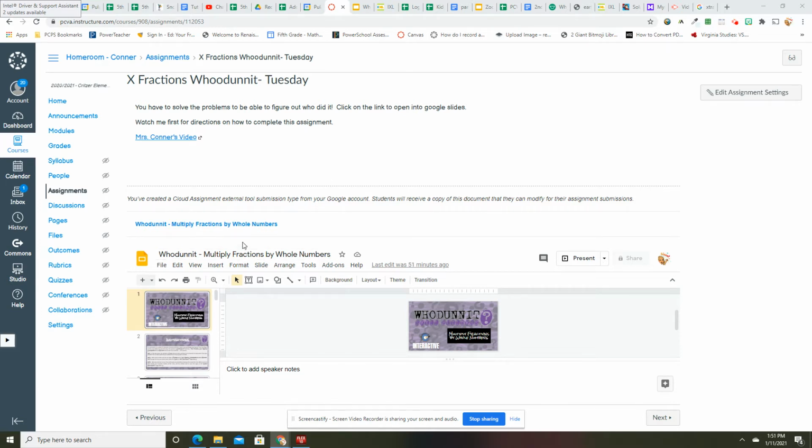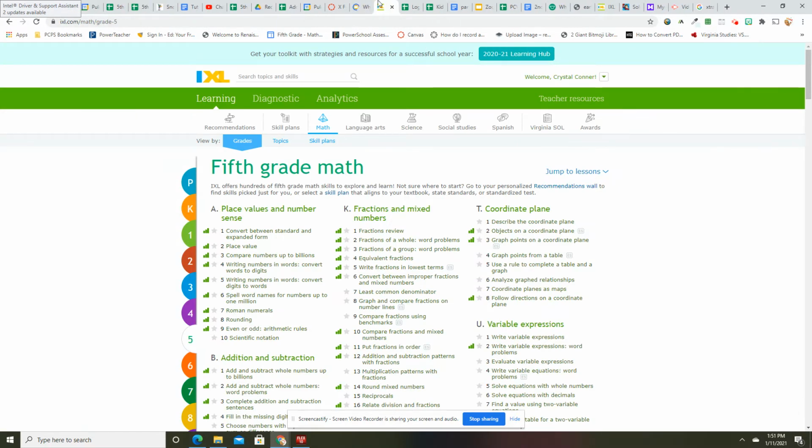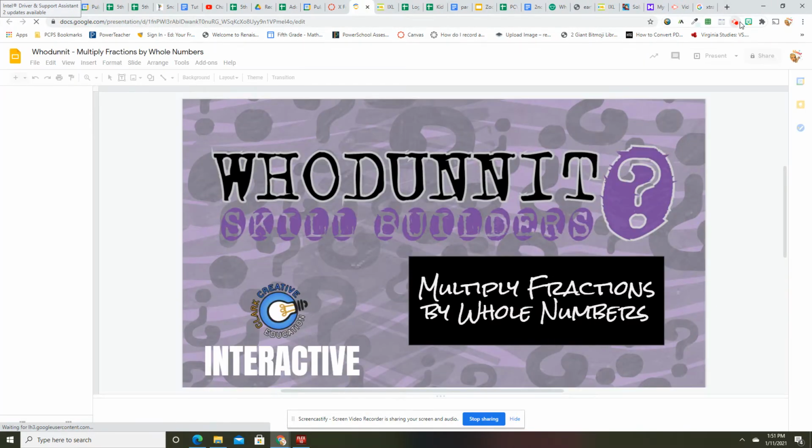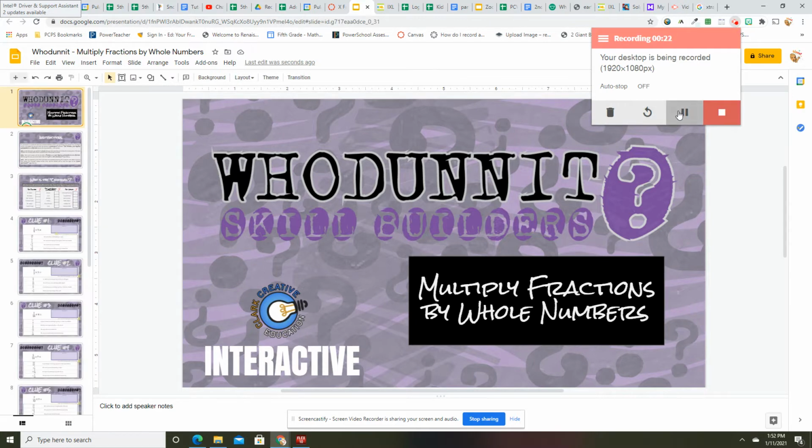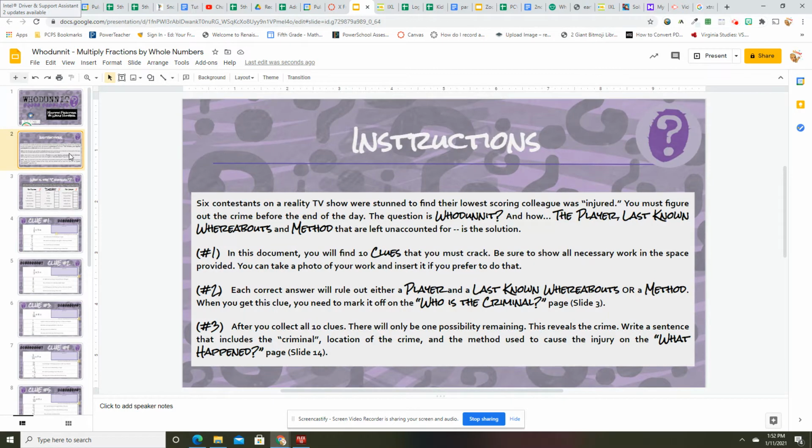We have been working on multiplying fractions by whole numbers, and we are going to work on a whodunit, which we have done before. It's been a while. Click on the whodunit tab. I had to fix the Google slide. Six contestants are on a reality TV show, and they were stunned to find their lowest scoring colleague was injured. You must figure out the crime before the end of the day. The question is who done it and how. The player, last known whereabouts, and method are all unaccounted for.